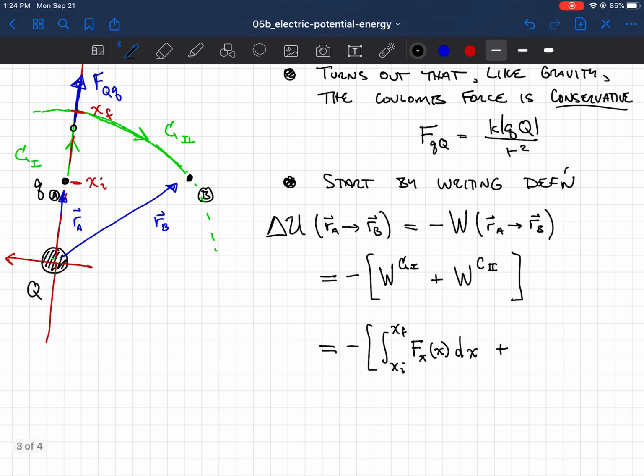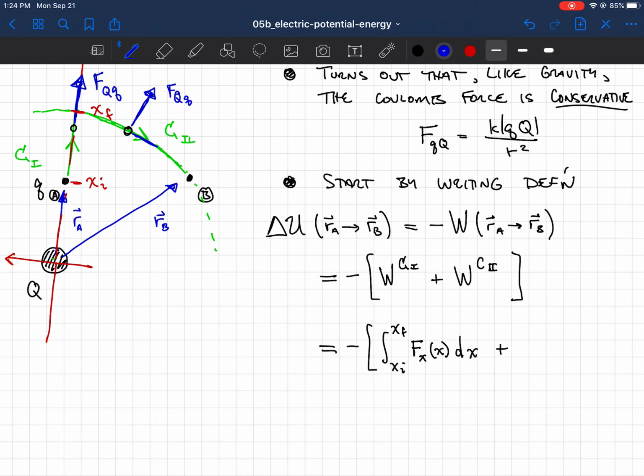Then we have the second part of the curve, and that is along this circle. And if we draw the force at that point, so here's potentially a place where the second charge will be, then the force is going to be pointed like this.